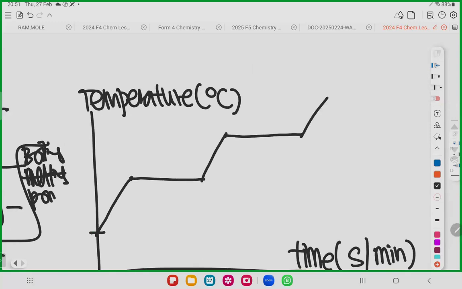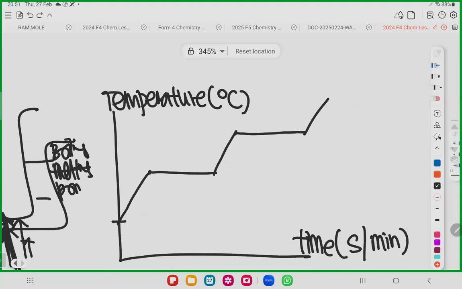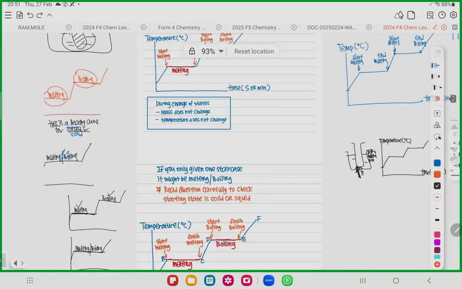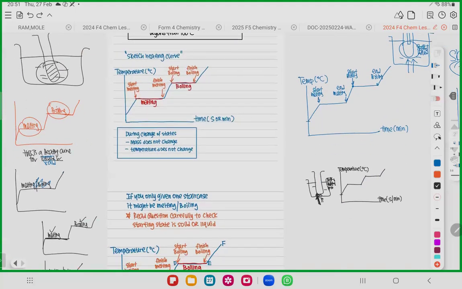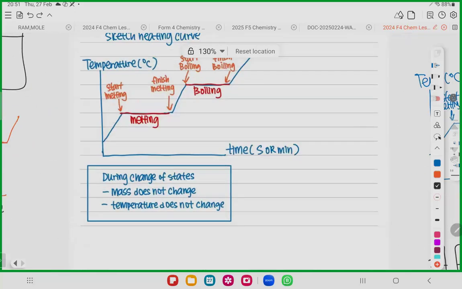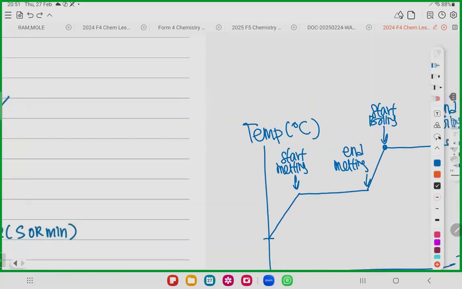That's all. So this is how you sketch your heating curve. Understand? Make sense, right? Staircase going up, maximum 2 staircases. So I hope everyone knows how to sketch your heating curve, and you must know something else.